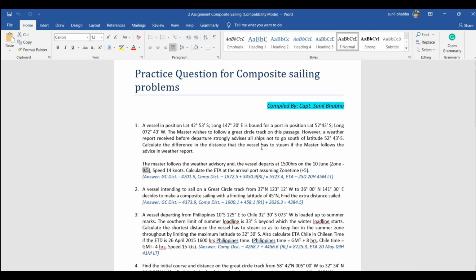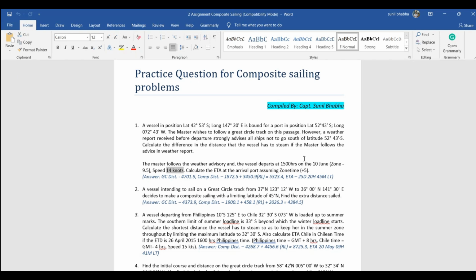Now, once you calculate the distance, you will be able to find out the steaming time based on your speed. So you add that steaming time to the departure time. Once you add the steaming time to your departure time, you will get the arrival time and it will be in GMT. And again, at the arrival port, you convert the GMT to local time.